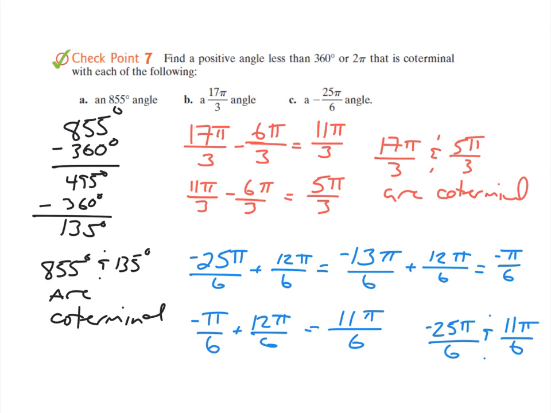And then for the last one, we had to add, in this case, 12 pi sixths, and we had to do it 3 times to get a positive angle. So here, it tells us negative 25 pi sixths plus 36 pi sixths gives 11 pi sixths, so negative 25 pi sixths and 11 pi sixths are coterminal.